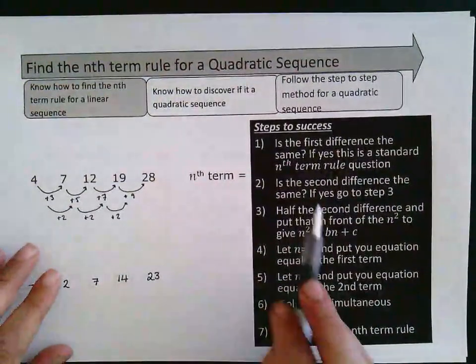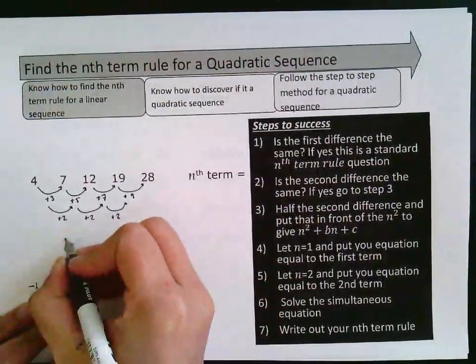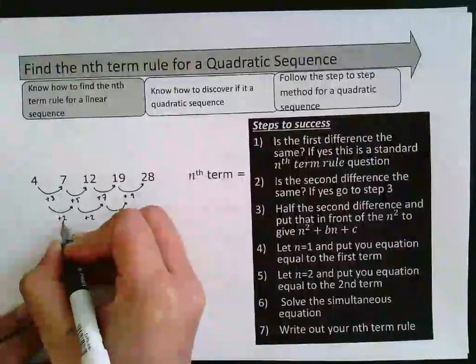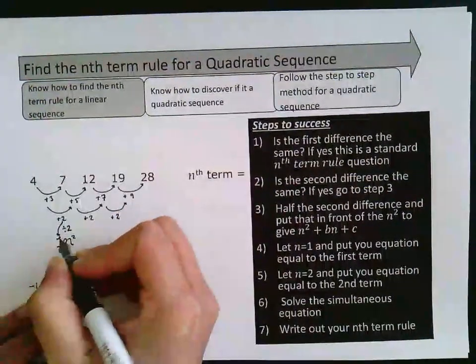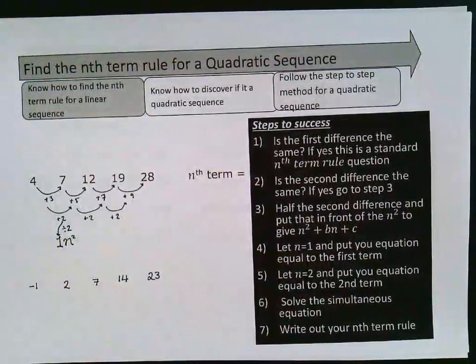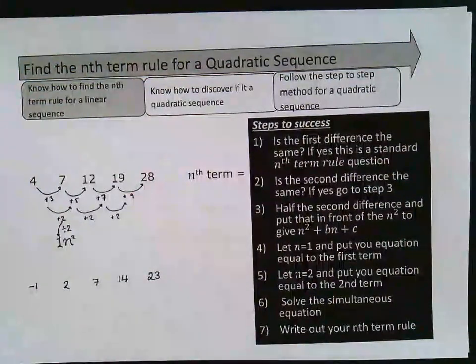So what we do is, if the second difference is the same, then the number in front of the n squared is that number divided by 2. Now I've put a 1 there for now, but as we know we don't need to put a 1 in front of a letter. So when I write my final answer, I will just write it as n squared instead of 1n squared.